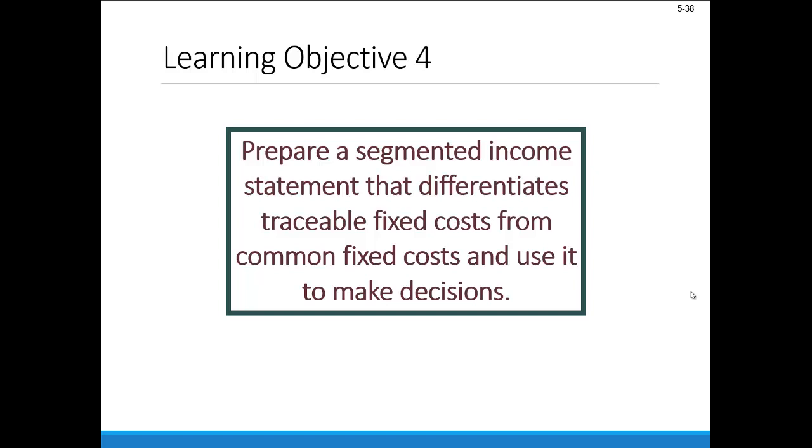Welcome back everyone to our study of Chapter 6. This video covers primarily the second half of Chapter 6, all about segmented income statements and segmented reporting.